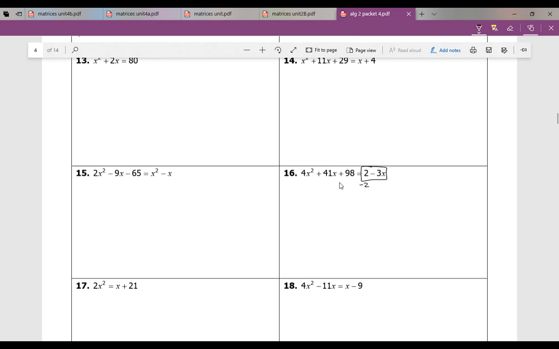I'm going to subtract 2. So that gives me 4x squared plus 41x plus 96 equals negative 3x. Then I'm going to add the 3x. Make sure you do add it to the correct term. So that is 4x squared plus 44x plus the 96, and it's set equal to 0 now.